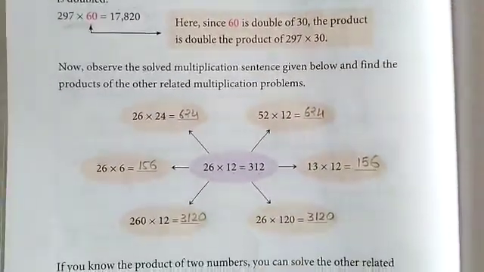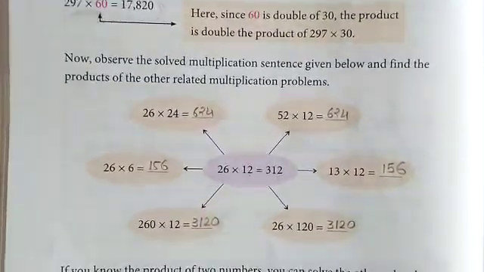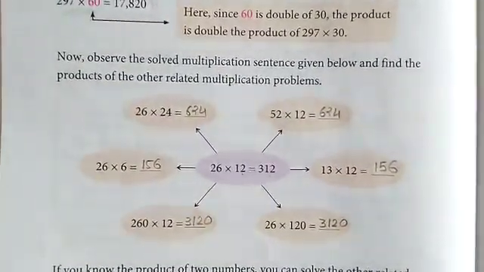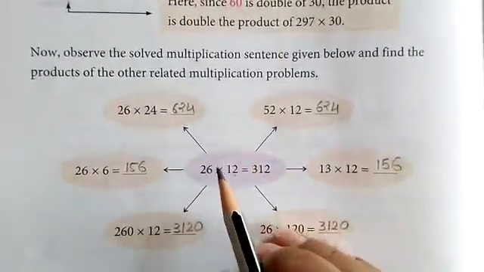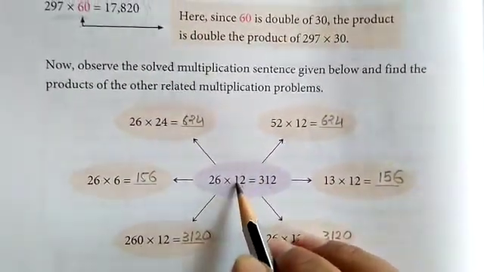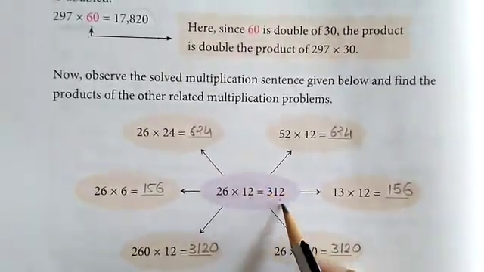Now observe the solved multiplication sentences given below and find the products of the other related multiplication problems. Here, students, it's a very funny and interesting multiplication you are given. It is very easy and we will love to learn this. 26 multiplied by 12, right? If we multiply these numbers, our answer will be 312.